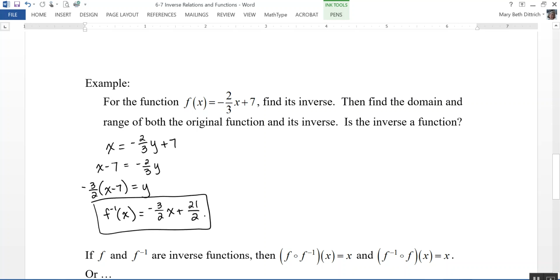So that is also the equation of a line. Because both f of x and the inverse of f of x are linear functions, both are functions. So the inverse is a function, and because they are equations of lines, both the domain and the range are all real numbers.